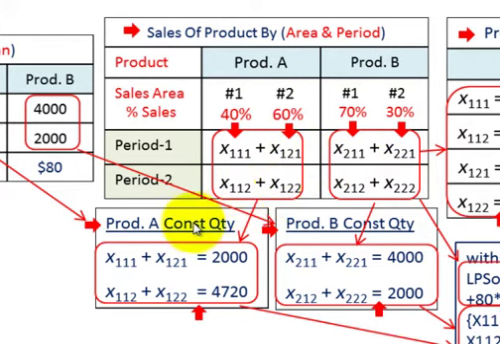So the next thing we have to do is set up our constraints based on the quantity that's available. Going back to our indexing off our sales by product and area, looking at period 1, row 1 for product A is x111 plus x121. Just bring those index values down into your constraint equation, and same for period 2, and then set it equal to whatever quantities you have.